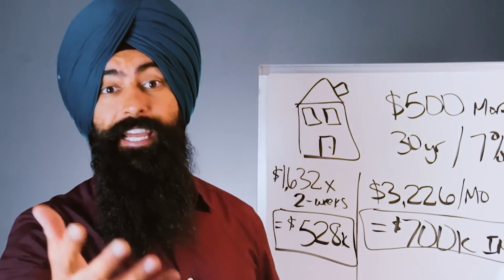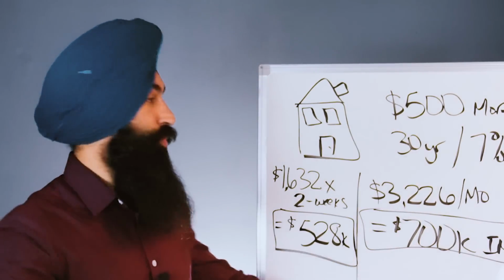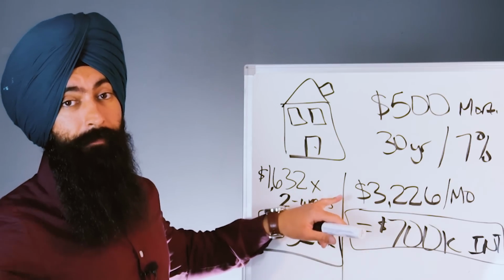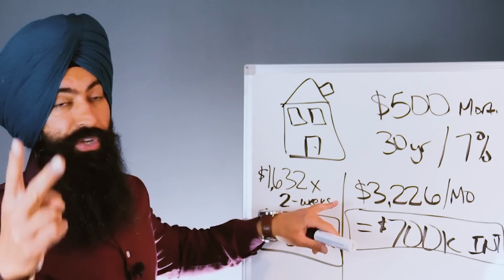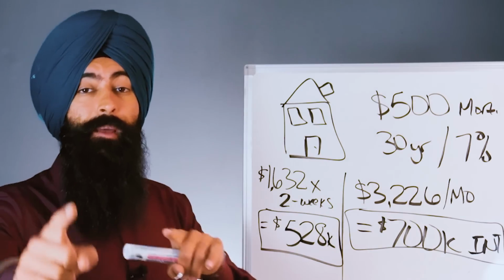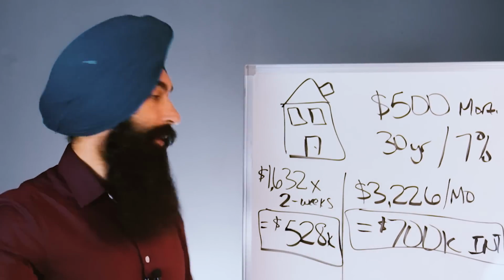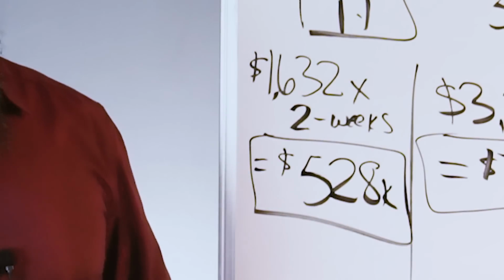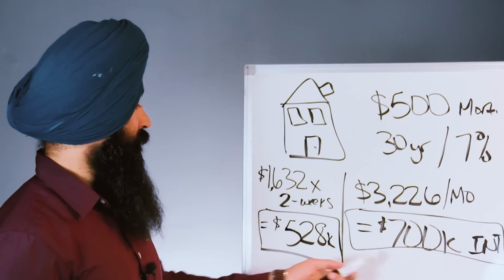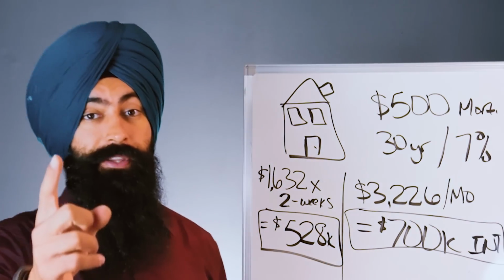Let me show you. If you take a monthly mortgage payment, $3,226 a month, and you divide it by 2, which is $1,632. And now instead of paying monthly, you paid bi-weekly, meaning every 2 weeks. So now you pay $1,632 every 2 weeks. Instead of paying $700,000 in interest on your mortgage, you're only going to have to pay $528,000 in interest on your mortgage, which means you get to keep more than $150,000 in your pocket over the course of your mortgage. But that's not all.